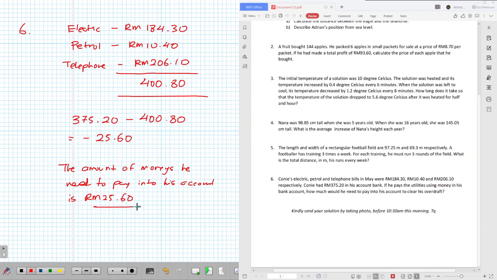So this money, he should pay it immediately, because if you loan money from the bank and you don't pay it for a certain period, they will charge you interest. That one you will learn later in Form 3. Okay, so this is for all the questions.